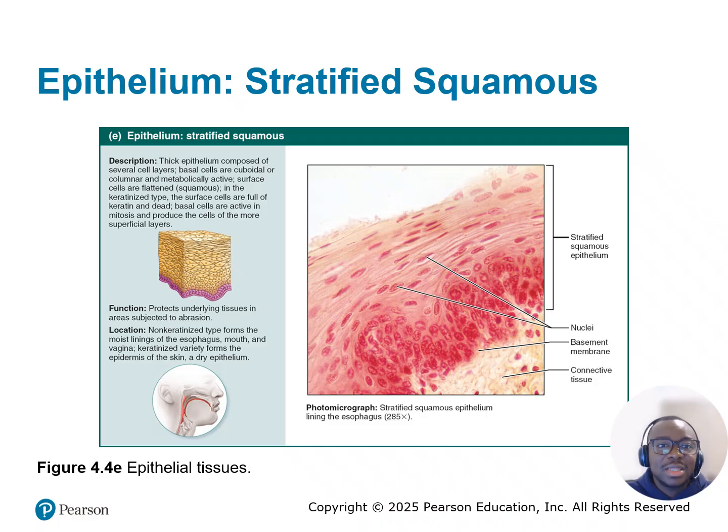In the keratinized type, the surface cells are full of keratin and are dead, while basal cells divide actively by mitosis and produce cells of the more superficial layers. Keratinized stratified squamous epithelium is found in the skin and functions to protect underlying tissues in areas subject to abrasion. Non-keratinized stratified squamous epithelium is found in moist areas like the esophagus, mouth, and vagina.